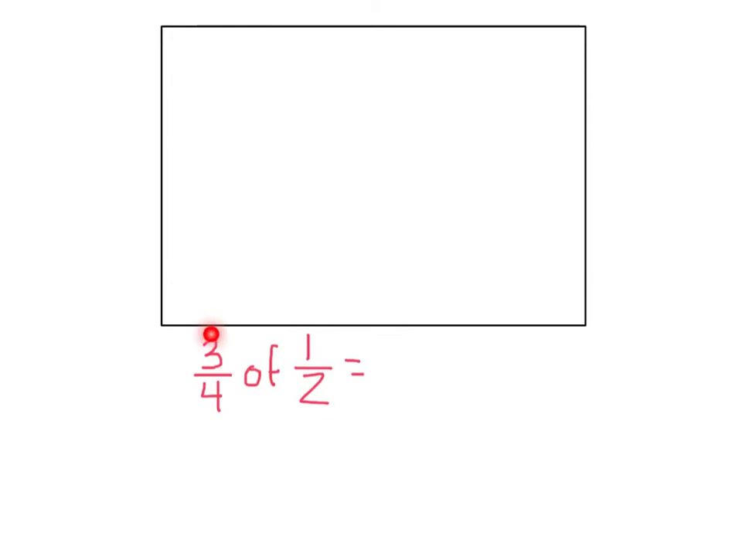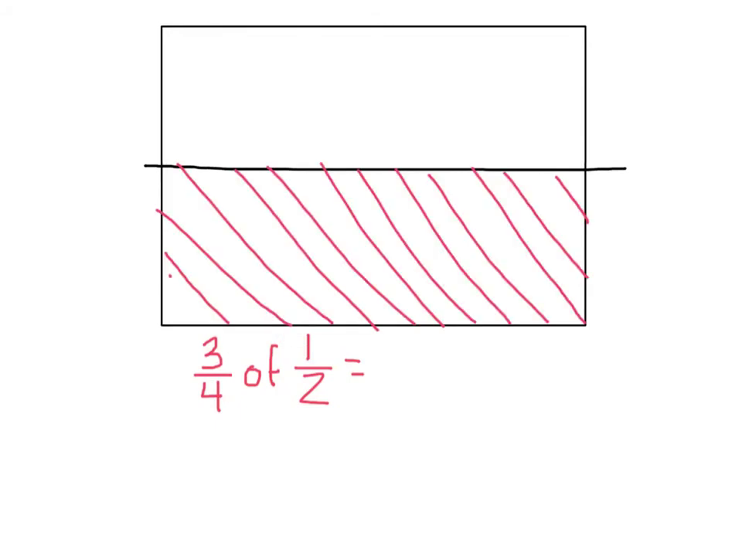Both of these numbers are smaller than 1. So when we think about what we're going to end up with, taking only 3/4, which is a smaller than 1 piece, of 1/2, which is also a smaller than 1 piece, we should end up with something fairly small. So I'm going to start by drawing the 1/2 first. I'm going to draw it horizontally. So here's half. And here I have 1/2 shaded in.